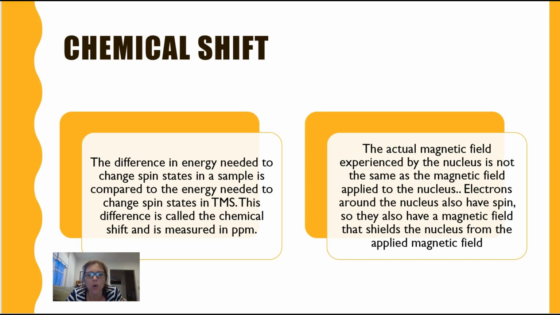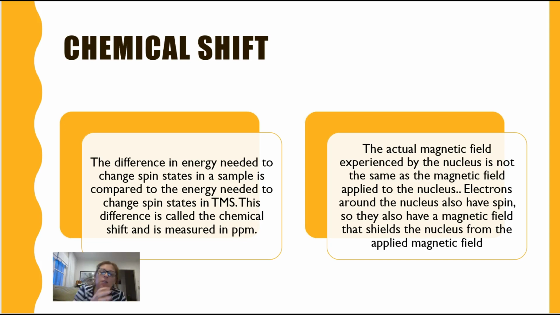So then we're looking at shielding a little bit here as well. And so the actual magnetic field that the nucleus experiences isn't necessarily the same as the amount applied by the device or the magnetic field that the NMR has. And this can be because electrons themselves, as you would have remembered from one of our earlier topics in Year 11, have their own spin. And when they have their own spin, they also have a magnetic field, and that shields the nucleus a little bit from the applied magnetic field.